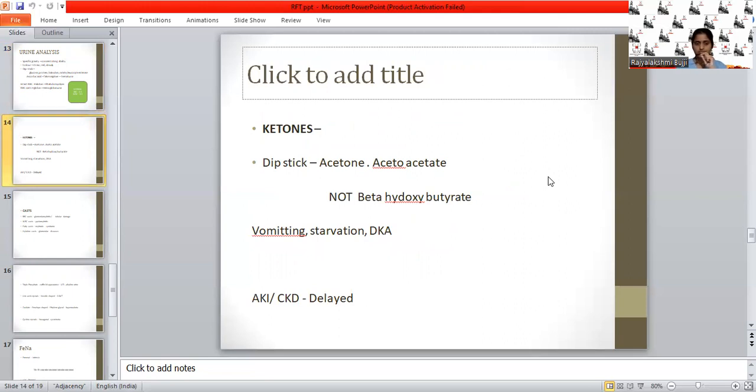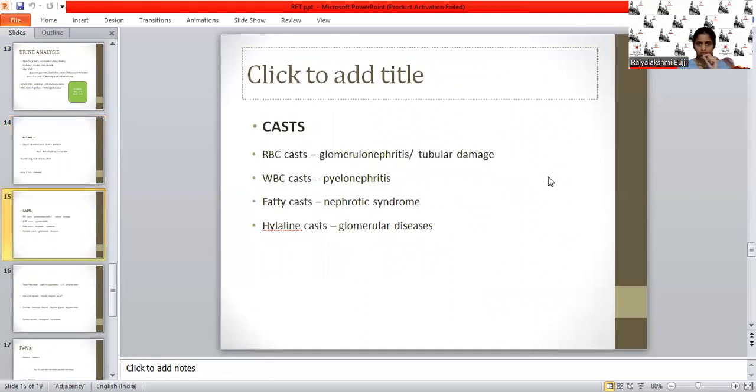Ketones, with the help of the dipstick test, we can detect the ketones, but we can only detect acetone and acetoacetate, not beta hydroxybutyric acid. The urinary ketone level will be increased in case of DKA, starvation, and vomiting. If there is kidney dysfunction, the ketone excretion will get delayed. There will be a delayed rise in the urinary concentration of the ketones.